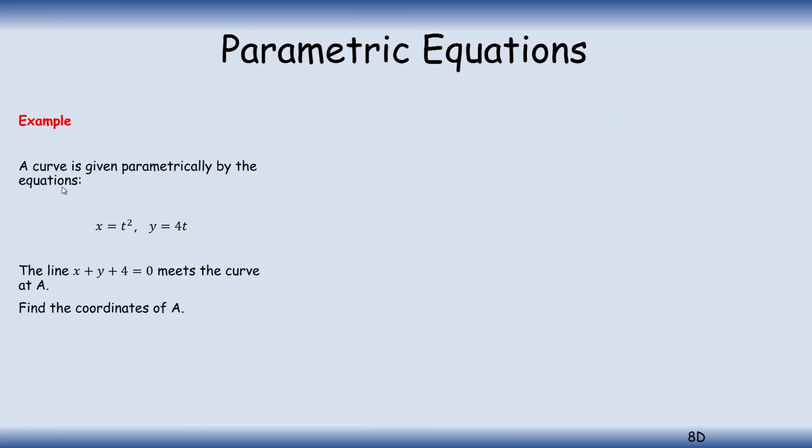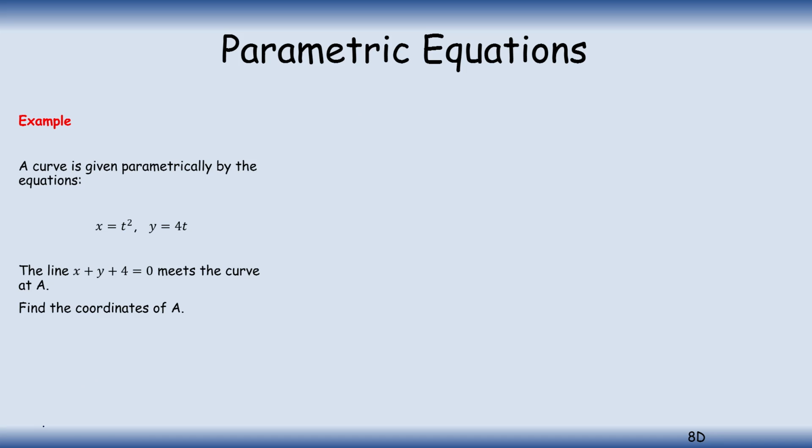Okay, with this example, we're given parametric equations x equals t squared and y equals 4t, and then we've got a line that meets this curve at the point A. Find the coordinates of A. So what we can do is we can take our equation here, which we've been given, x plus y plus 4 equals 0, and change the parameters and put it in terms of t. That's going to give us the quadratic.